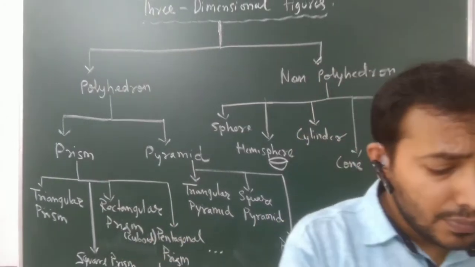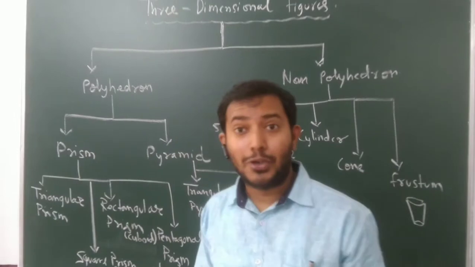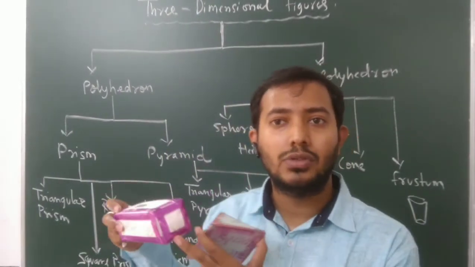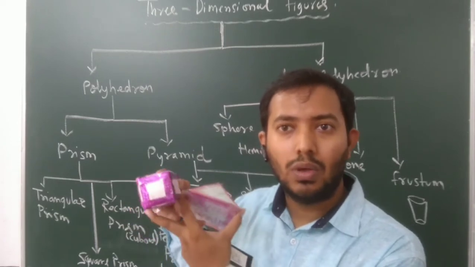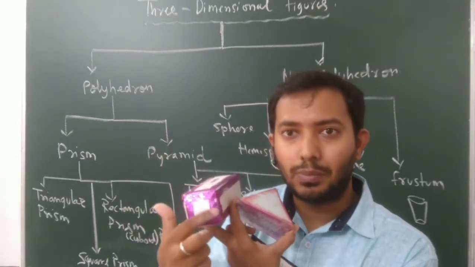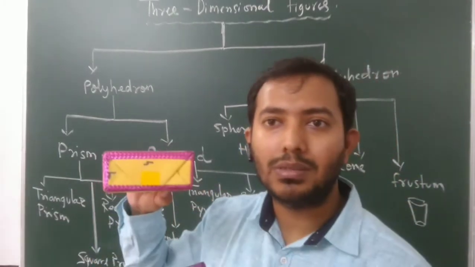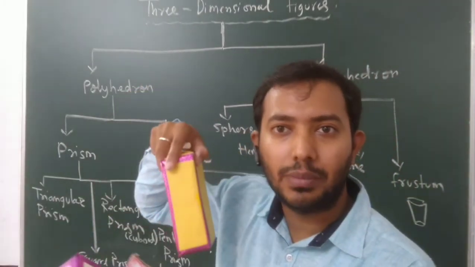Okay. Now, where is the cube? So this is a square. This is your square prism. Now, why is it a square prism? Because the base is in square form. Okay. So why is it a rectangular prism? Because the base is rectangular in shape.